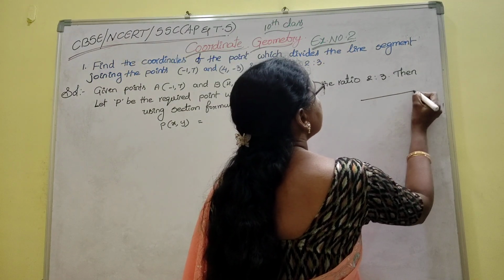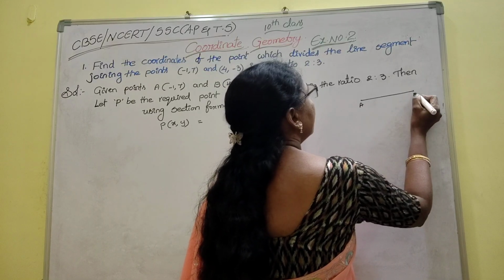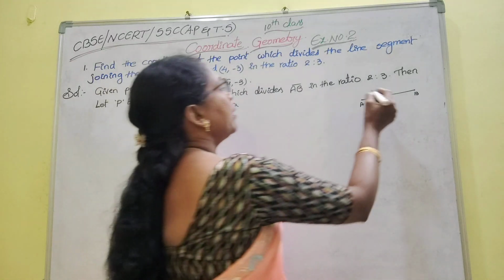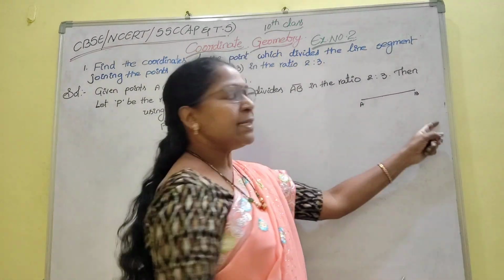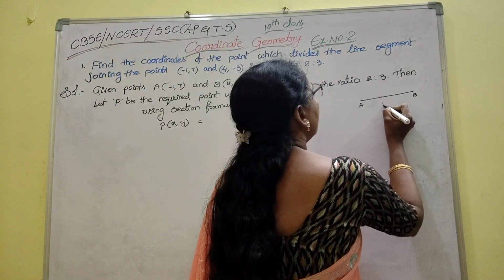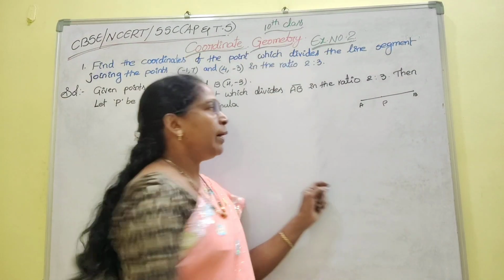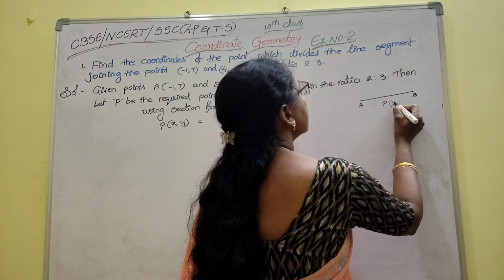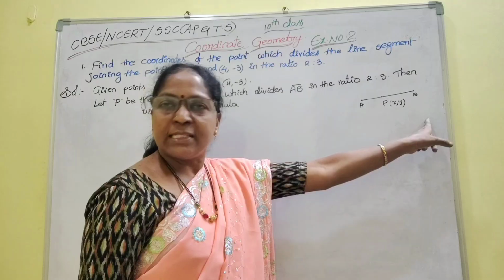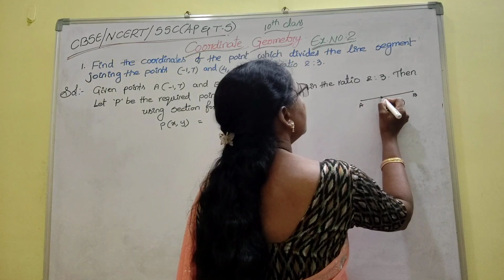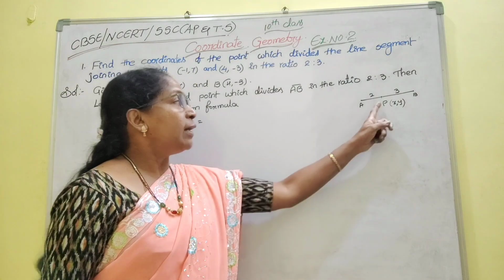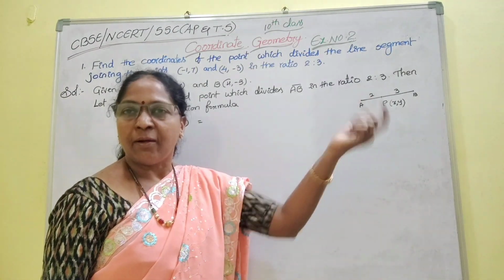So suppose this is a line segment. Here we assume A and B to be the points of the line segment. One point divides the line segment in the ratio 2:3. Suppose we assume that point as P, and the coordinates of the point are (x, y). Now this point divides the line segment AB in the ratio 2:3, that means 2 parts and 3 parts. Now, what are the coordinates of the point P? That we have to find out.